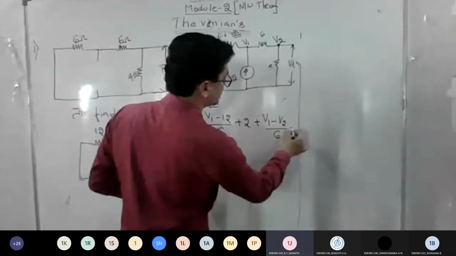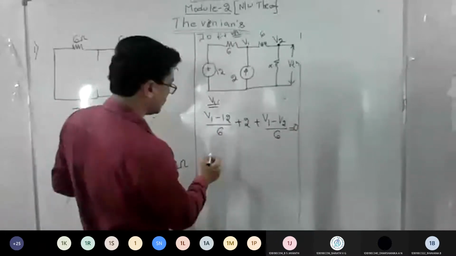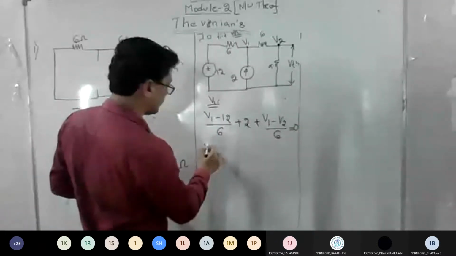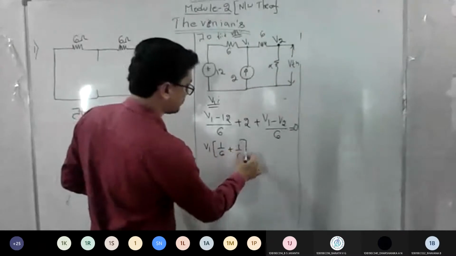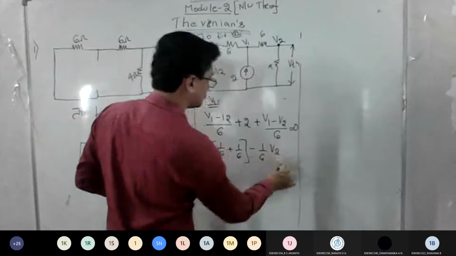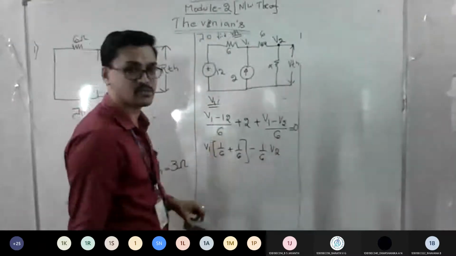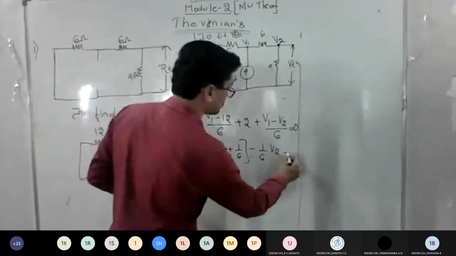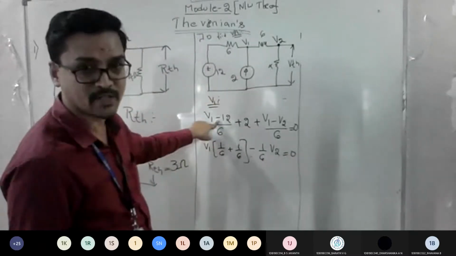Minus V2 divided by 6 equal to 0. So you just make it to simplified version. I can take V1 as 1 by 6 plus 1 by 6, right? And minus 1 by 6 V2, okay? And this is minus 2 and plus 2. Is it equal to 0? Correct?